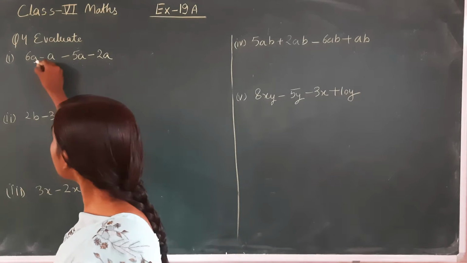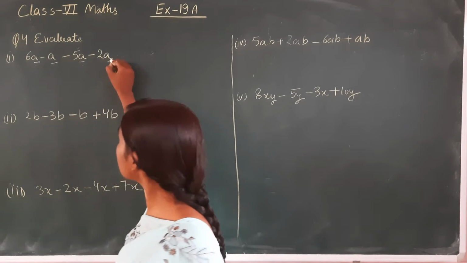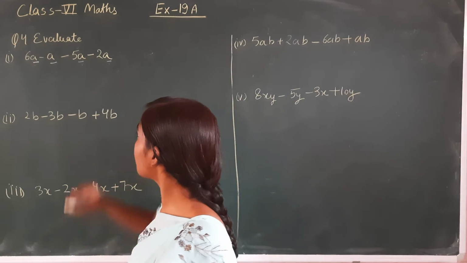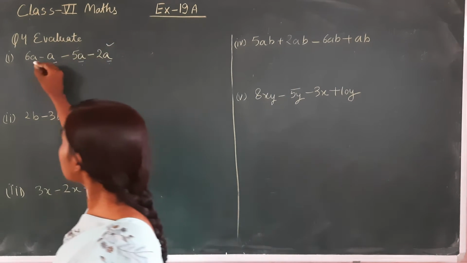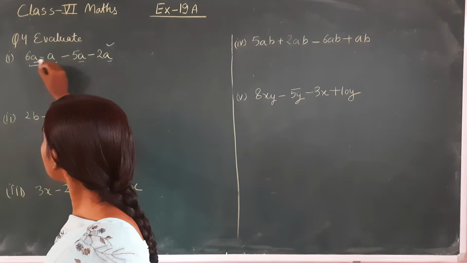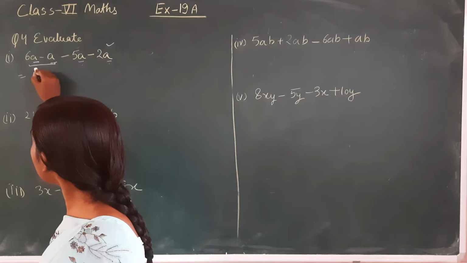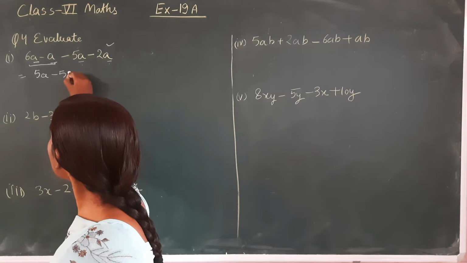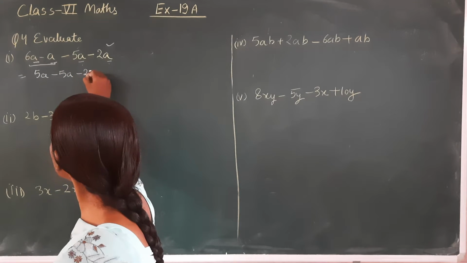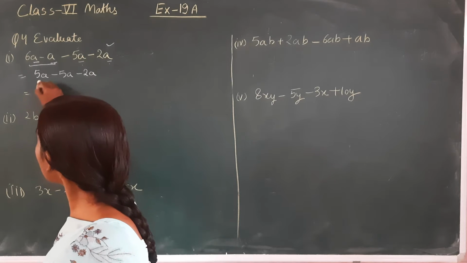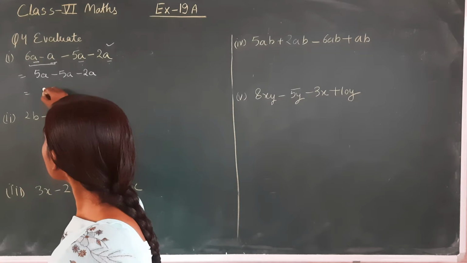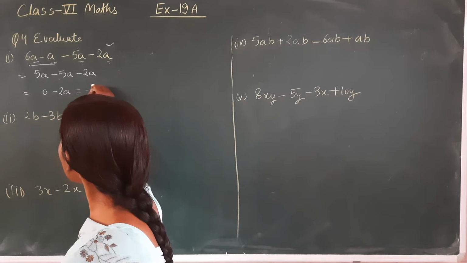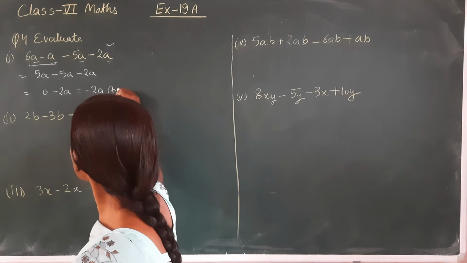So here is a, here is a, here is a, here is a. Yes, these are like terms, so they can be added or subtracted. First of all, select these two. 6a minus a will be 5a, and minus 5a as it is, minus 2a as it is. Now 5a minus 5a will be 0, and minus 2a. So the answer is minus 2a.